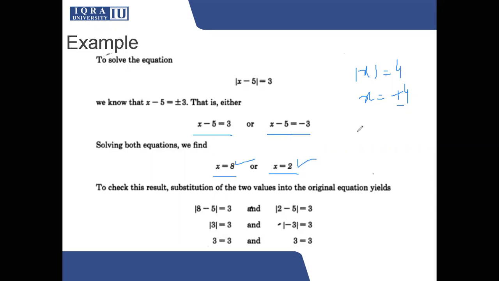Had this been just a normal question, if it was something like x minus 5 equals 3, there would have been only one solution, x equals 8, right? But when we have this absolute sign, we will usually have two values. We've substituted these values back into the original equation, and we found out that the result is correct.